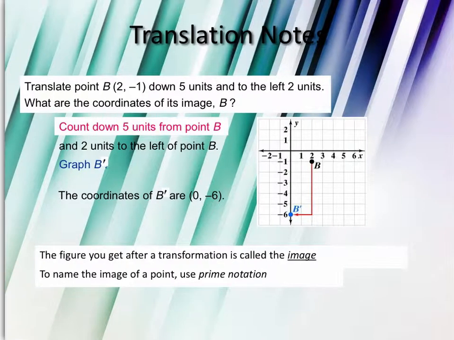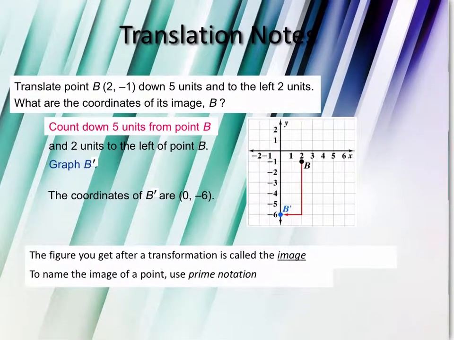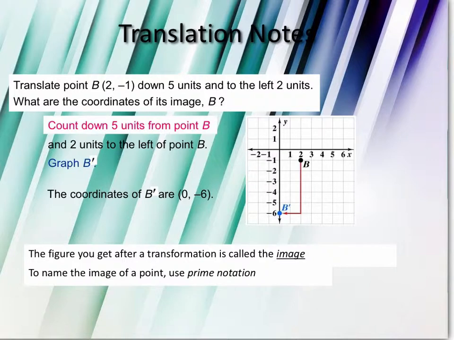These notes are for translation. Let me give you an example. Let's translate this point B, which is (2, -1). This is the x-axis, we go over 2, down 1, and we have this point here, B. And we're going to translate that point down 5 units and to the left 2 units. So we're going to go down 5 units and then to the left 2 units.